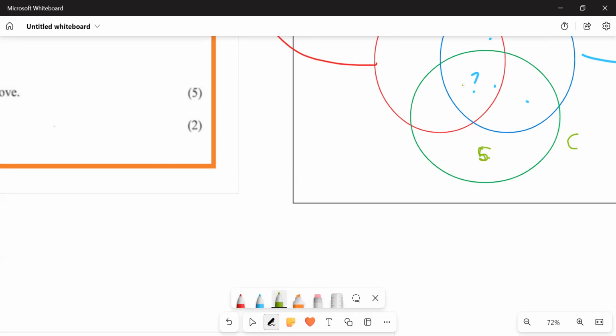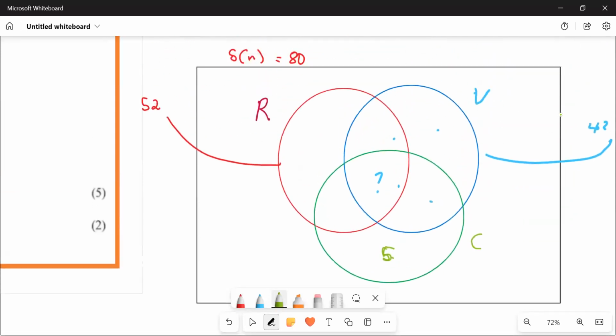But 52 represents the whole of the red. 42 represents the whole of the blue. So that's the difference between those things.